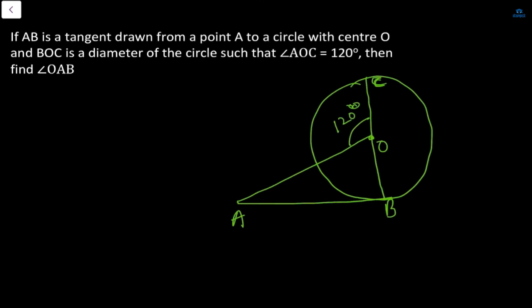So now you can see this OB is the radius on AB, which is a tangent, so it will be 90 degrees. An exterior angle of a triangle is equal to the sum of the two opposite interior angles. You know this? Yes, I do. Since this is already 90, you can get the value of this angle. So we subtract 90 from 120, and we get 30 degrees. Understood? Okay. So we can start with the assignment.